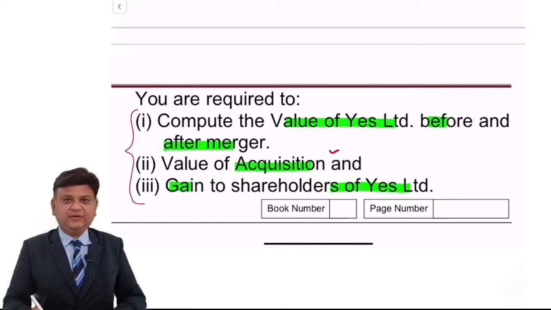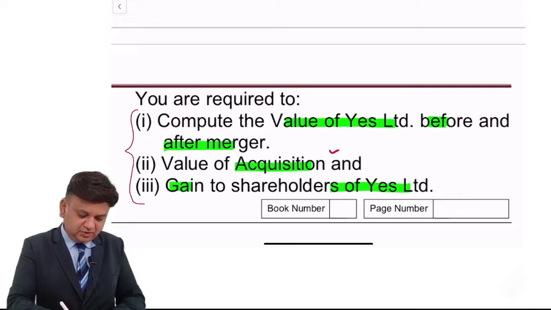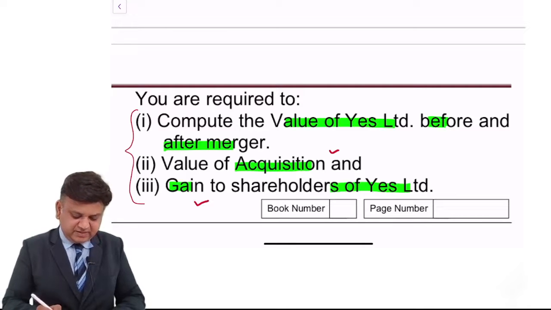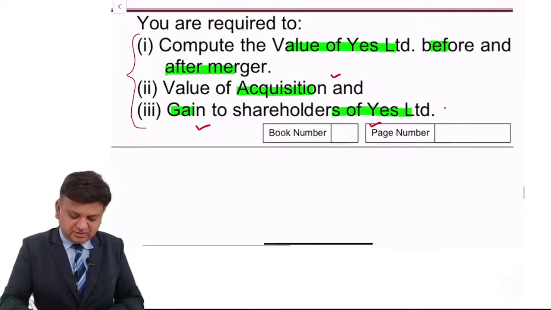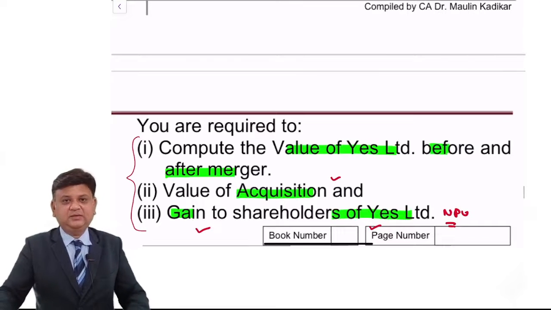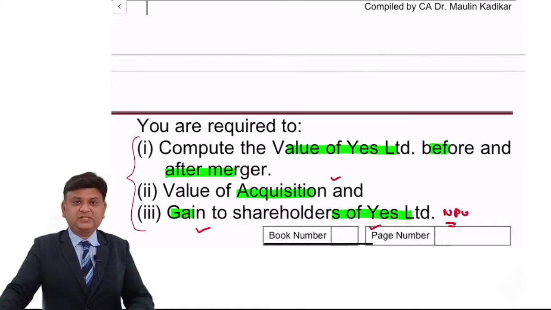Again I want you to give the answer for the third question. The third question asks what is the gain to the shareholders of Yes Limited? Means we are required to calculate NPV to Yes Limited. So please write an answer. That is, what is NPV to Yes Limited on acquisition of No Limited.